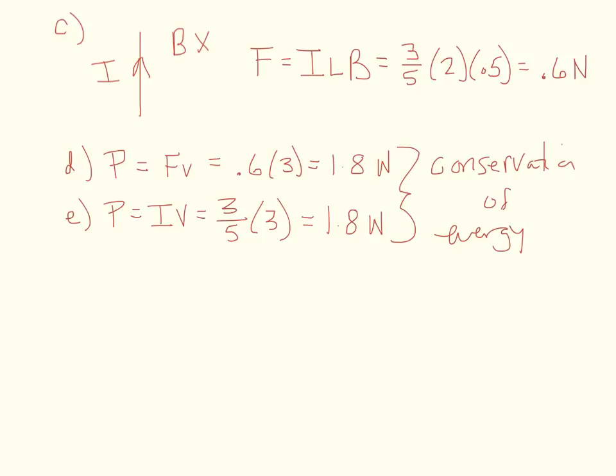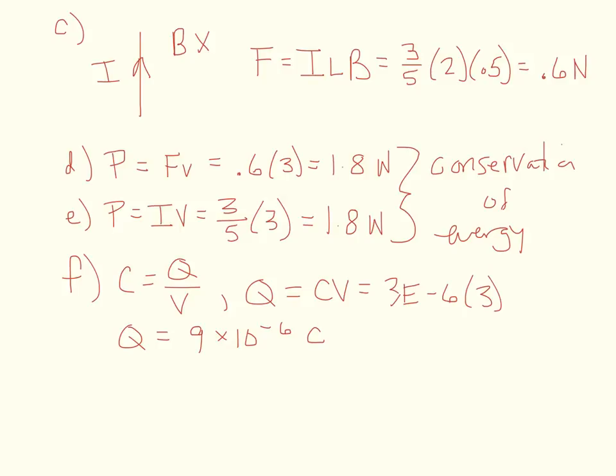Alright, so part F says, what if we take that resistor and replace it with a capacitor? What would the charge be? Well, we're still going to have an EMF of 3 volts, and so we can go back and just use our equation for capacitors. Capacitance is the charge built up on the plates divided by the voltage, so the charge equals the capacitance times the voltage. We take our 3 times 10 to the negative 6th for our capacitance times the 3 volts for our EMF, and we will see that the charge built up on the plates will be 9 times 10 to the negative 6th coulombs.